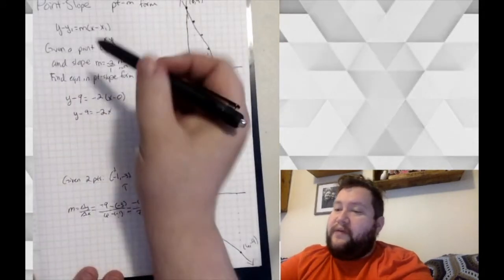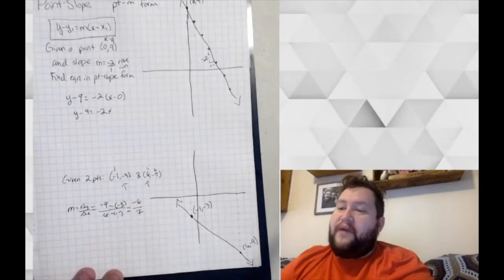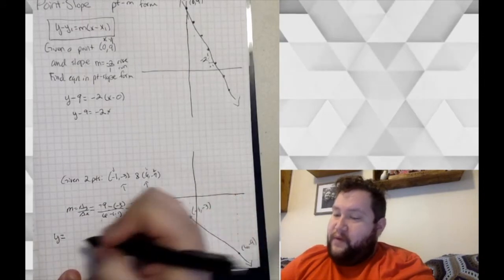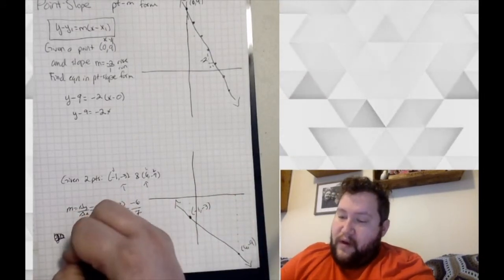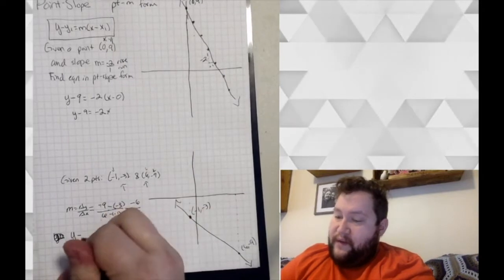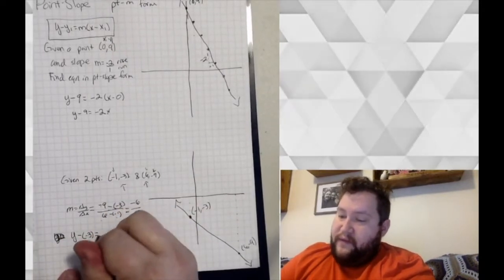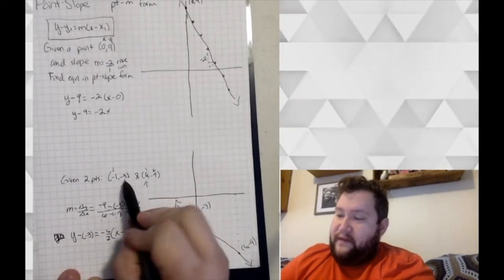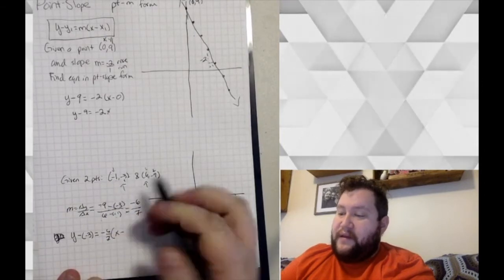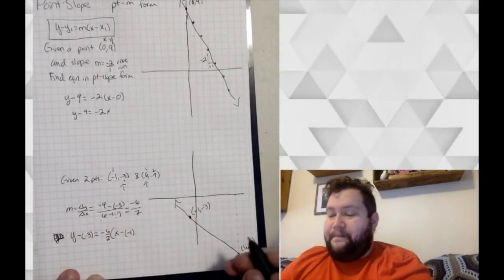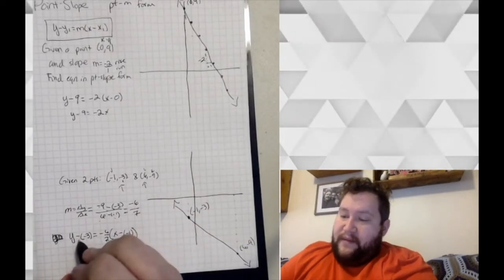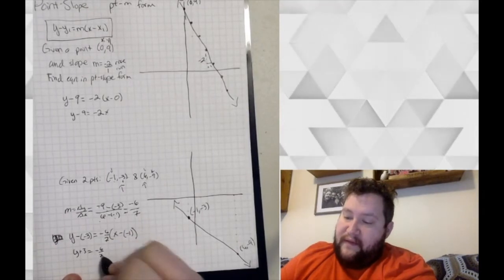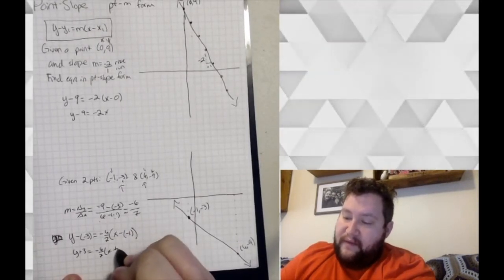And so using our form, y minus y1 equals m times x minus x1, we have y minus y1, negative 3, equals m, negative 6/7, times x minus, and since I picked this y value, I need to pick this x value, negative 1. Simplify that a little bit. Minus a minus is a plus. y plus 3 equals negative 6/7 times x minus minus, which is a plus 1.